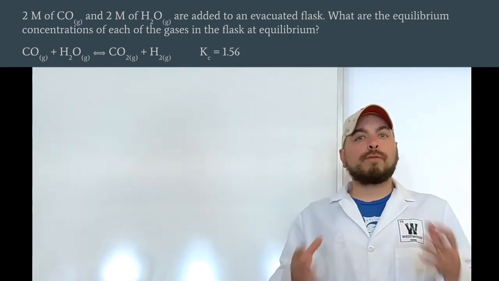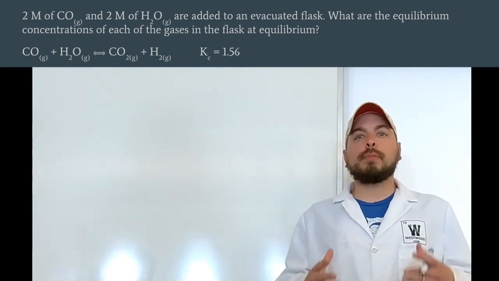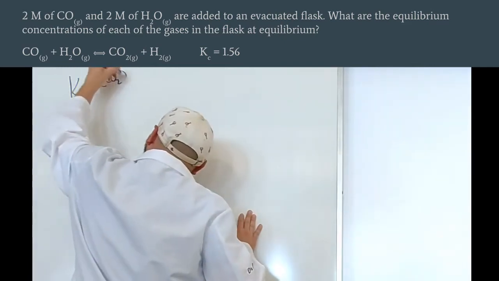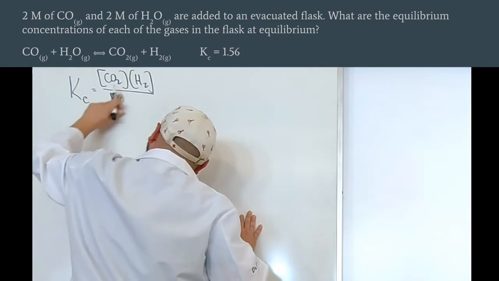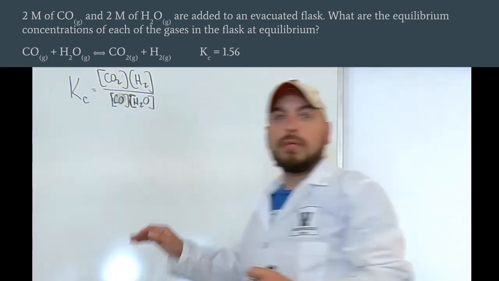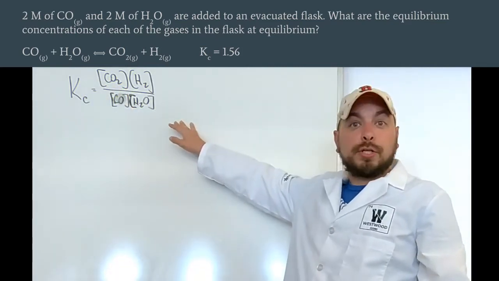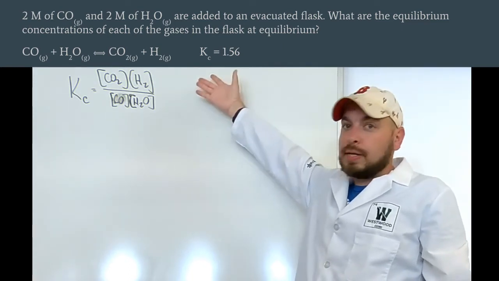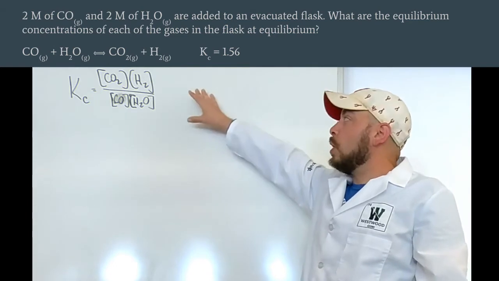Okay, so the first thing we need to do is write the equilibrium expression, the Kc. All right, the equilibrium expression is written: products over reactants, each raised to the coefficient. In this case, every coefficient is 1. So we are all set.